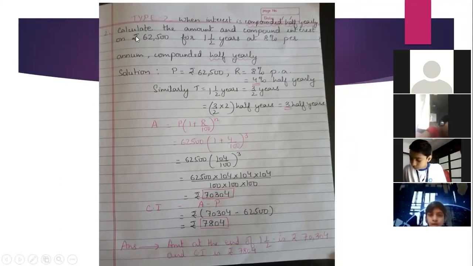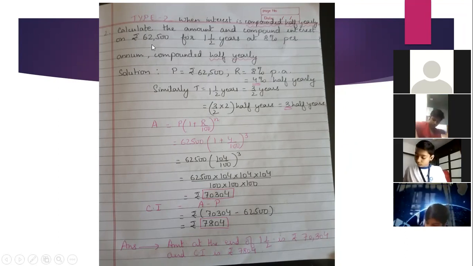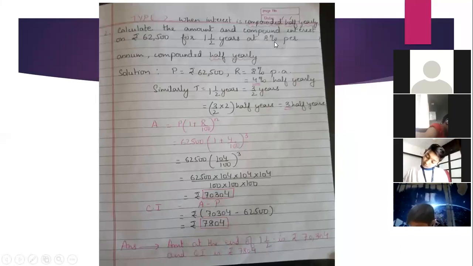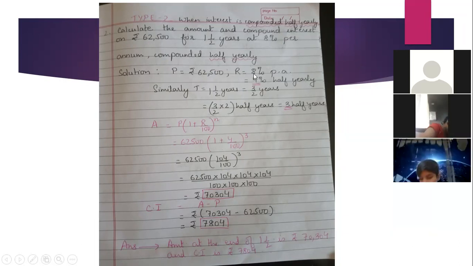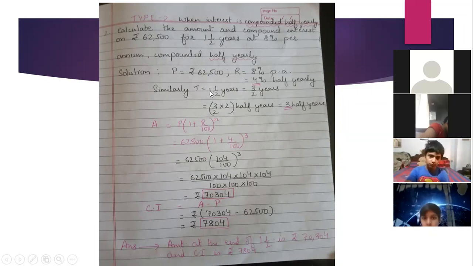So the formula you have already written. Now this is the question. Calculate the amount and compound interest. Your principal is 62,500 for 1.5 years. Rate of percent is 8% and compounded half yearly. So first thing again, you will write principal, you will write rate, after writing rate, you will write 8% per annum, which is equal to 4% half yearly, isn't it? For every half year, it is going to be 4%, half of 8.